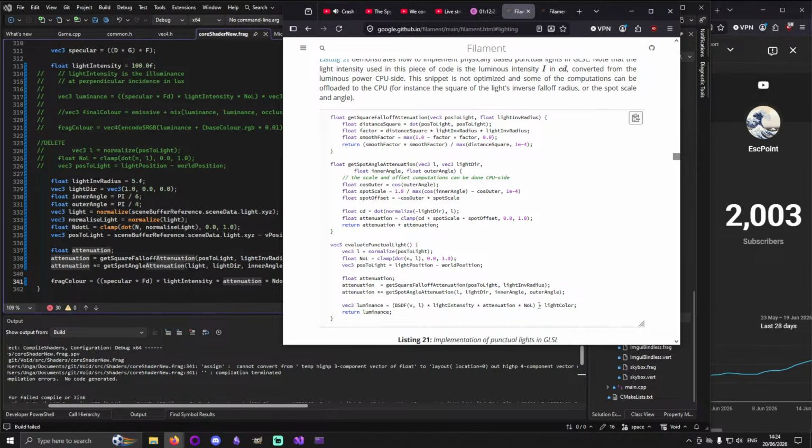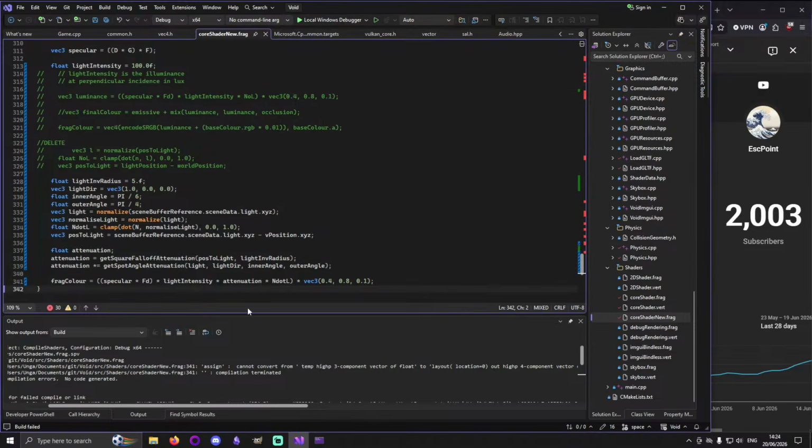I think we just need to figure out what multiplication is not working here. It's one of these, I think. I thought you were able to just multiply a float together, right?